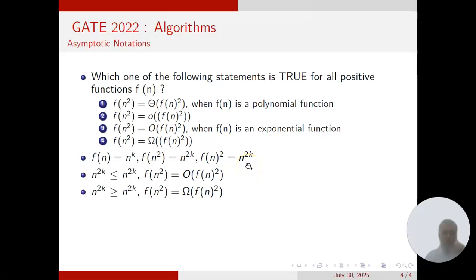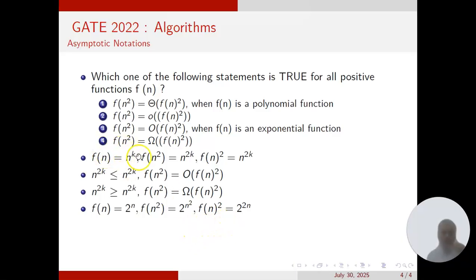Now consider the third option. The third option: f of n square as big O of f of n whole square when f of n is an exponential function. So if you consider f of n as 2 power n, then f of n square is 2 power n whole square, f of n whole square is 2 power 2n. As you can see, 2 power n square is greater than or equal to 2 power n for n greater than 2. So it gives a lower bound. So it's actually omega of f of n square.